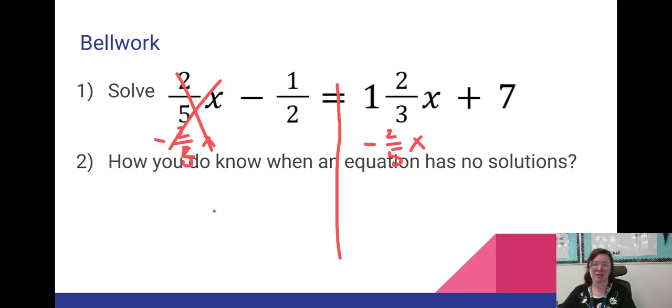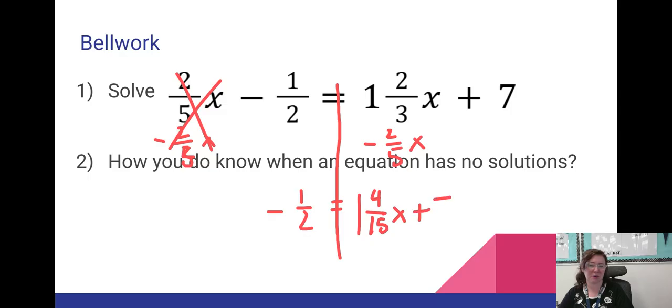It's 0. Some people like to write 0. I don't. I just cross it off. All we have left now is the minus sign, which we now say negative 1/2. Equals, I can't do that in my head, so I'm just going to use my calculator. 1 and 2 over 3 minus 2 over 5. That equals 1 and 4 over 15 x. And then we still have plus 7.